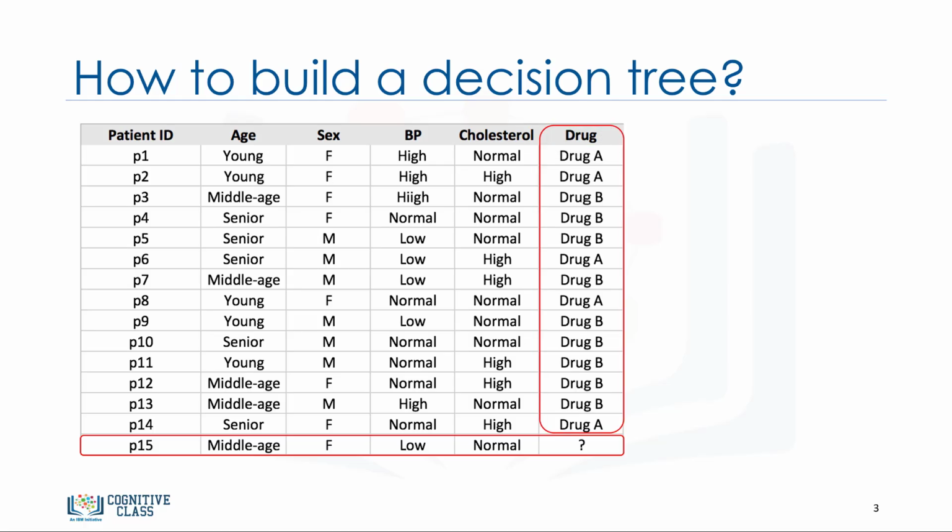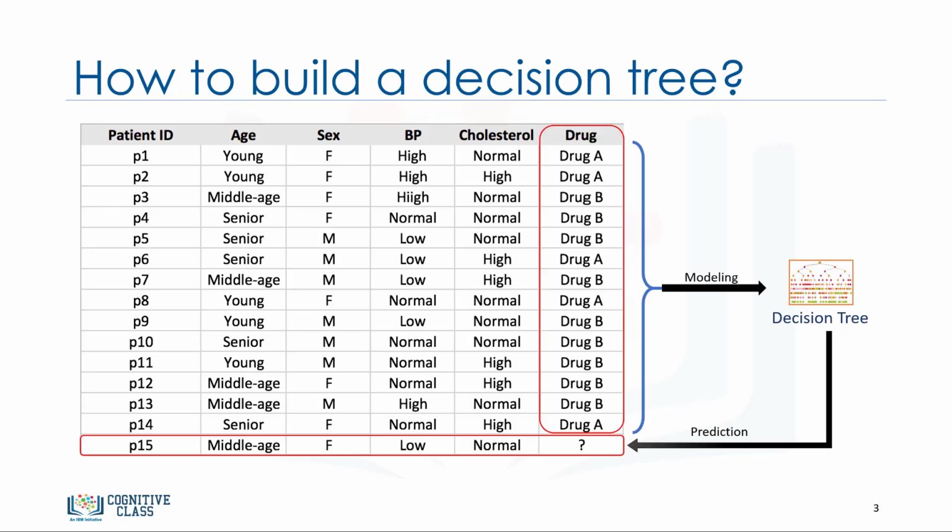It is a sample of binary classifiers, and you can use the training part of the data set to build a decision tree, and then use it to predict the class of an unknown patient. In essence, to come up with a decision on which drug to prescribe to a new patient. Let's see how a decision tree is built for this data set.